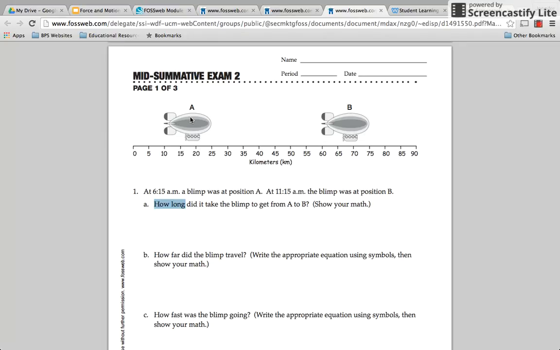students are expected. One of the things I wanted to point out here is that these words, how long, how far, how fast, are really important. I make my students highlight the words every time they see them, and if they highlight how long, they have to write time above. If they highlight how far, they have to write distance. If they highlight how fast, they have to write speed. And this is helpful for your English language learners also.